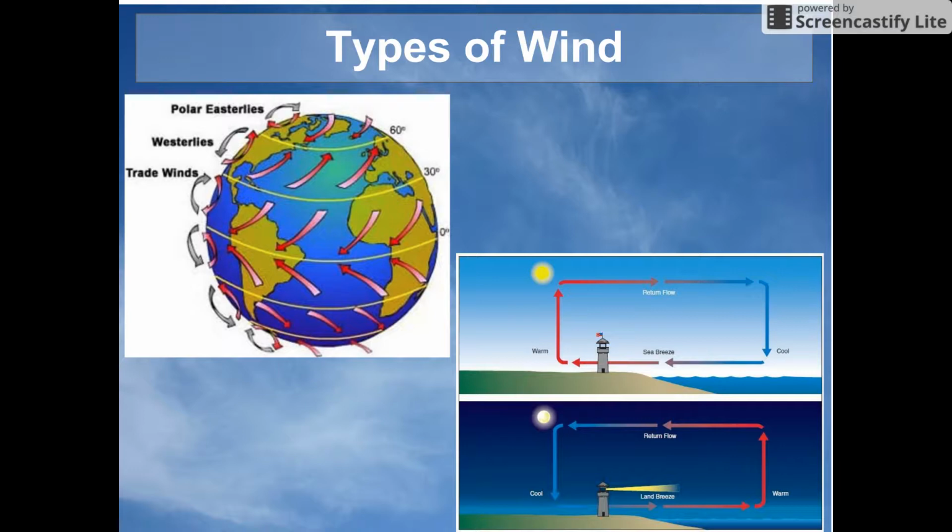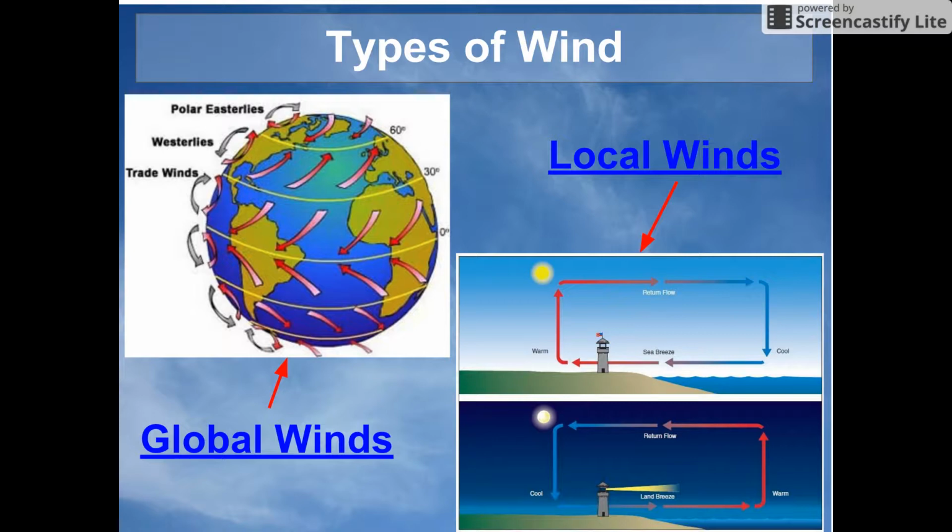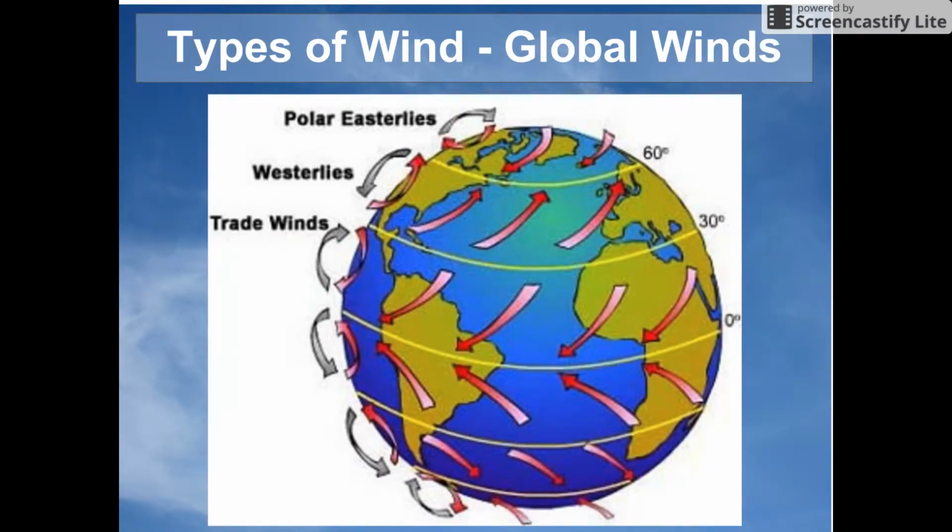Now, types of wind. There are 2 types of winds. They are global winds, which impact the entire Earth, and local winds, which are, well, local. Winds are named by the direction from which they blow. The globe is encircled by 6 major wind belts, 3 in each hemisphere. From the pole to the equator, they are the polar easterlies, the westerlies, and the trade winds.